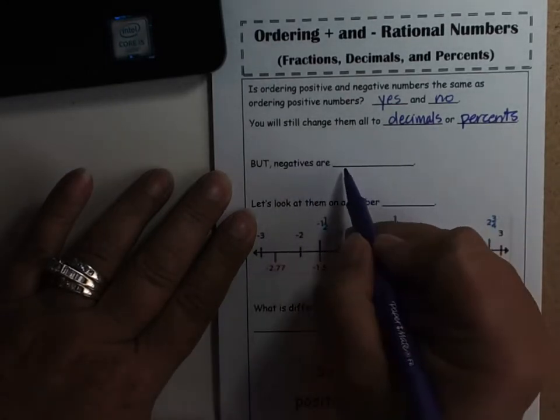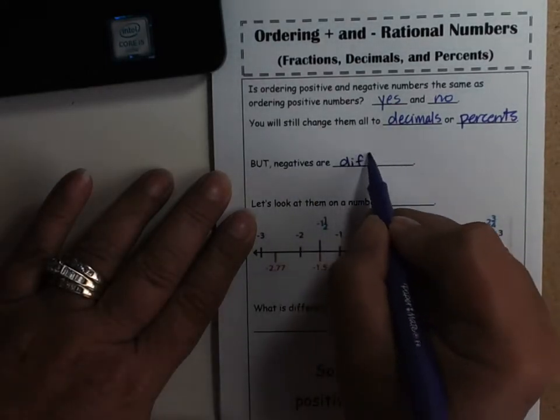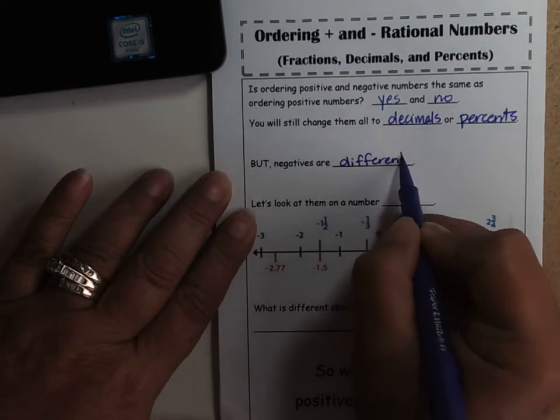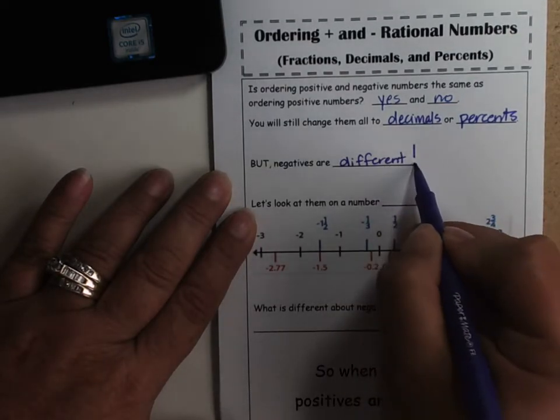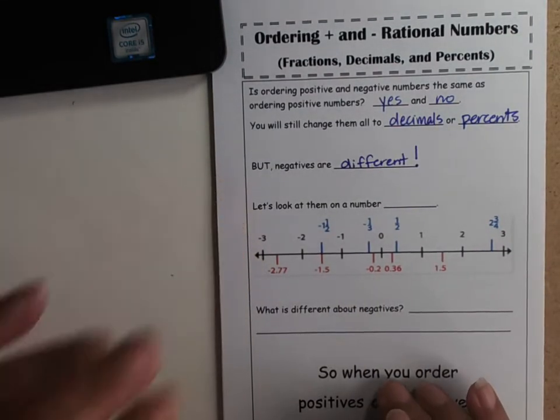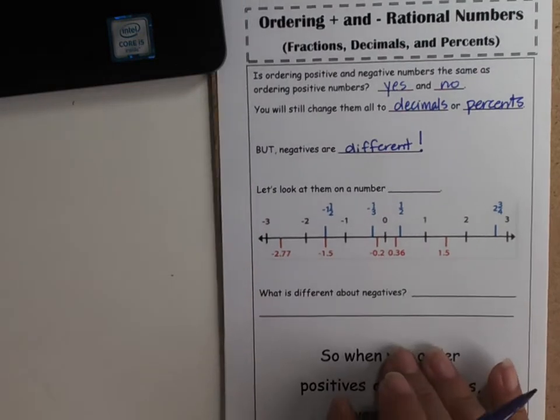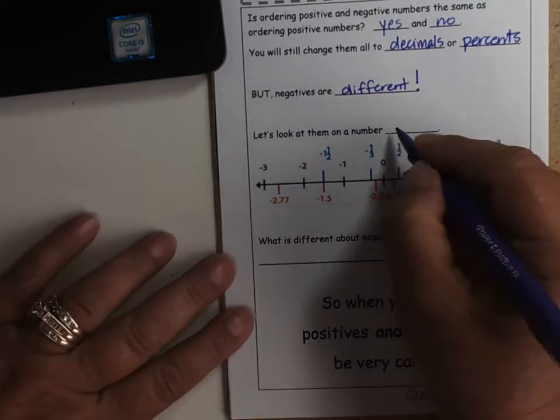But remember that negatives are different. So when you put the negatives in there, I'm going to put an exclamation. When you put negatives in there, it's going to change things. Okay? So first, let's look at them on a number line.